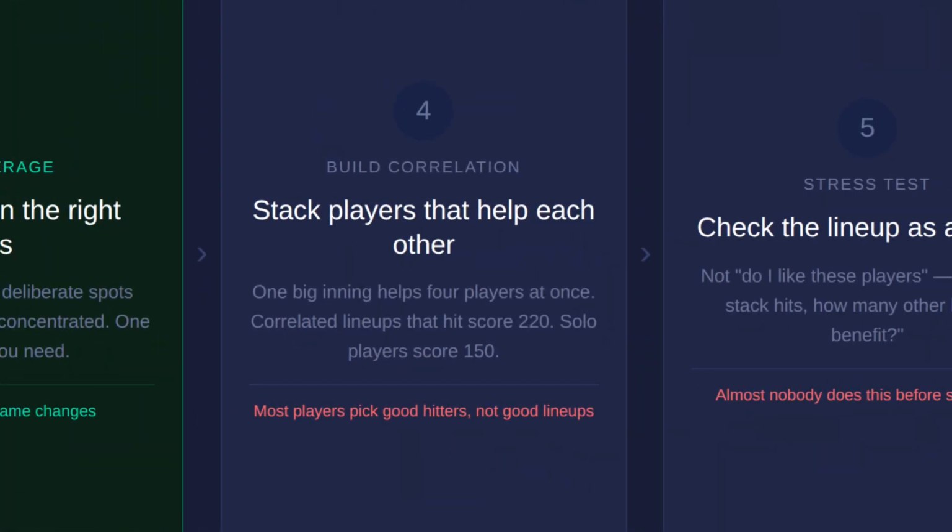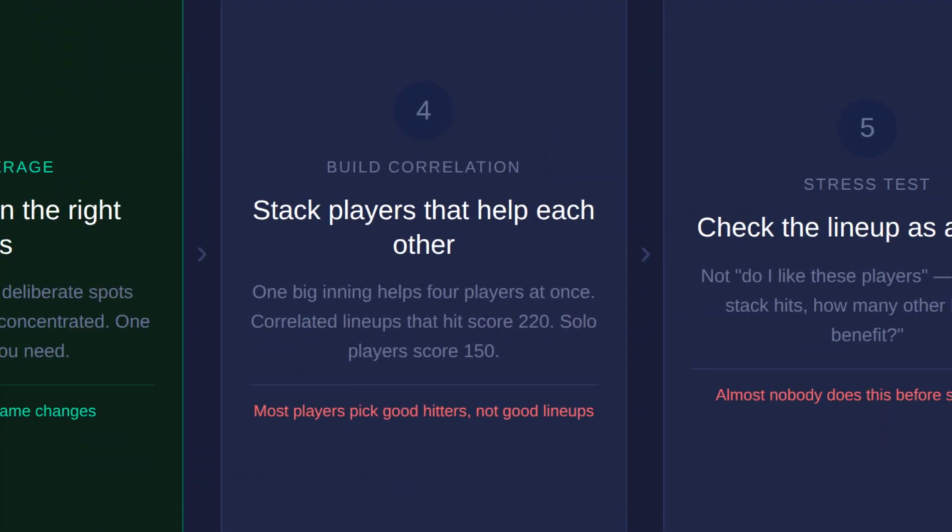All right, so step 4 is going to be correlation. This is what separates lineups that can actually win a GPP from lineups that just score well. So we've gone into this a little bit when we've talked about cash versus GPP. The cash lineups are going to be your 8 best hitters that project well with really no correlation between them. If you're searching for a high percentile outcome in a single game, you're going to want correlation.